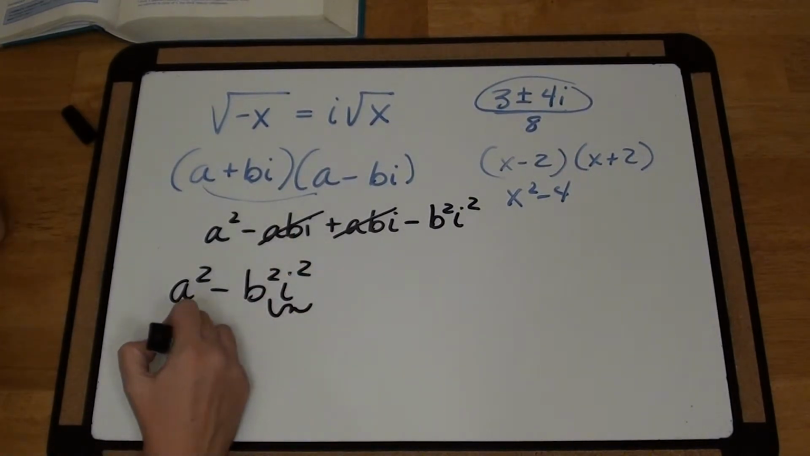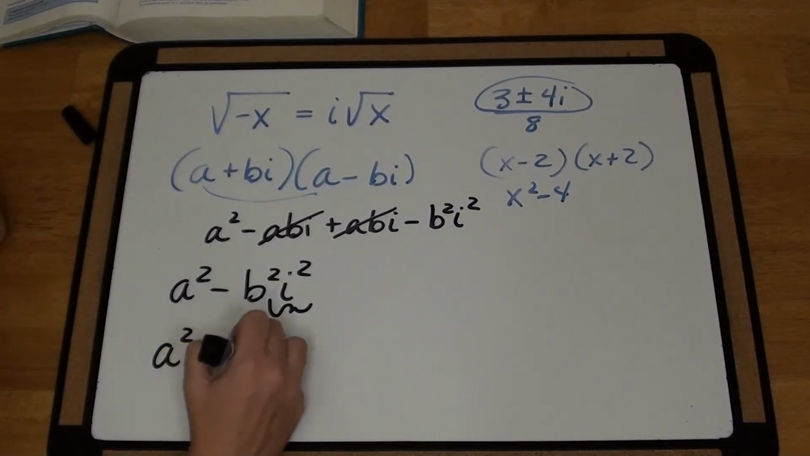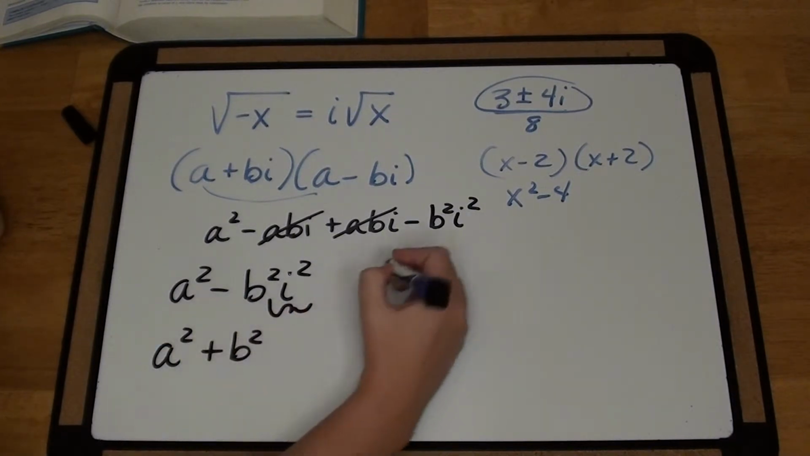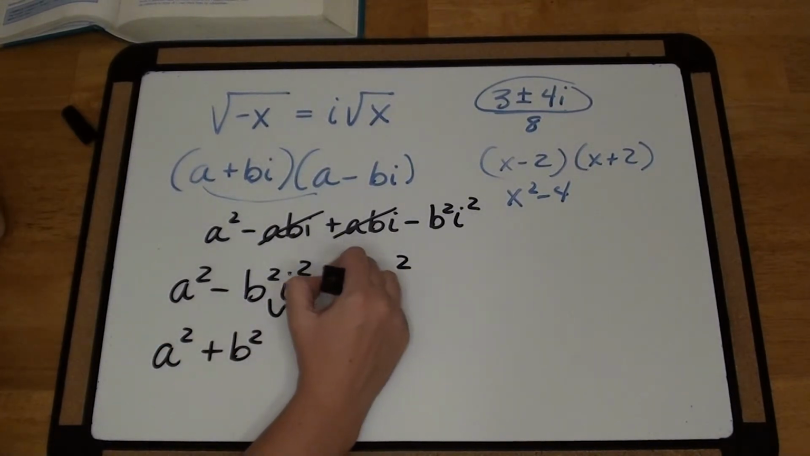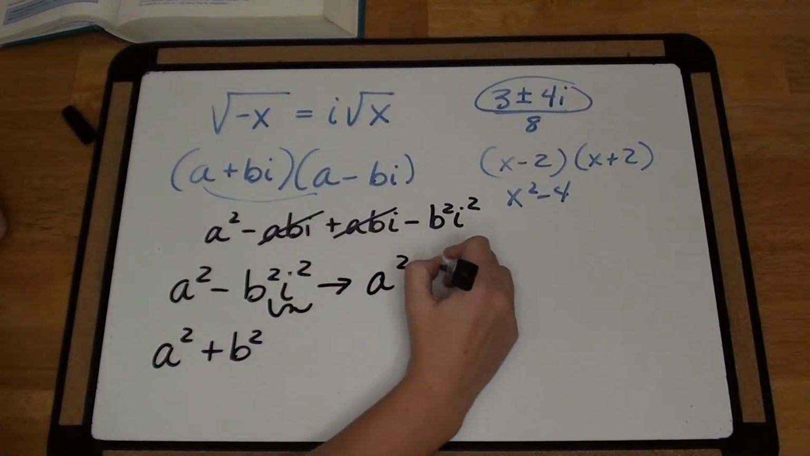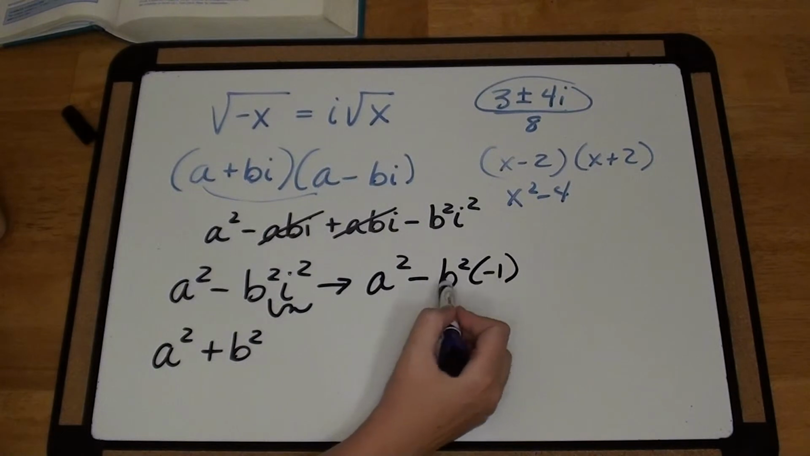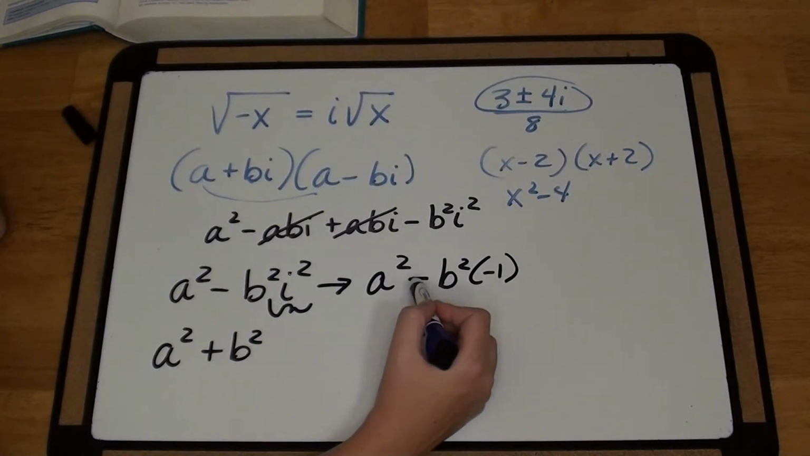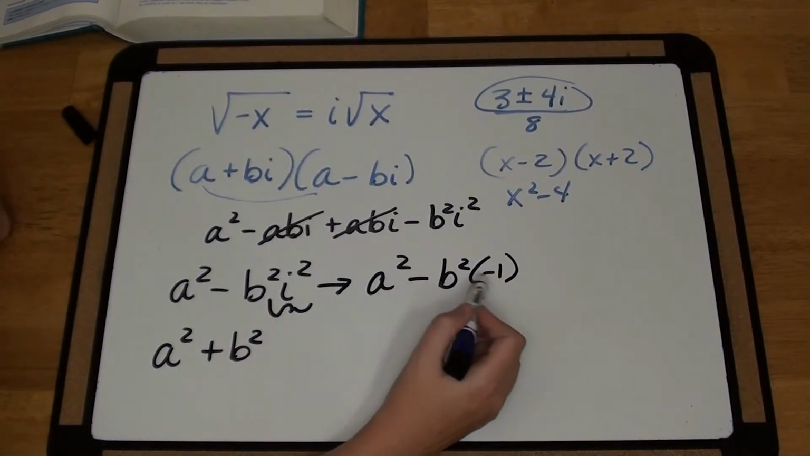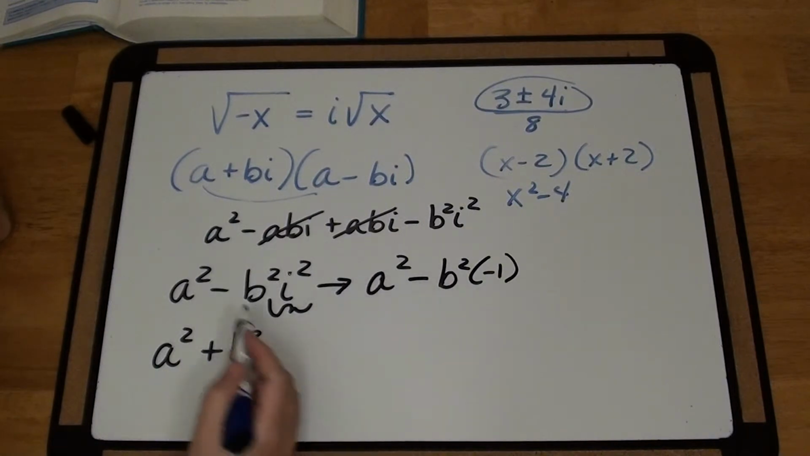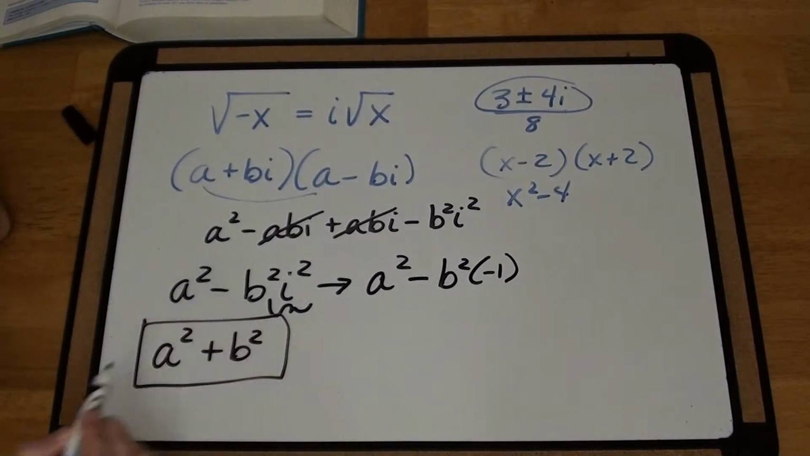So what do we have here really? We have a squared plus b squared. How I got that was I said a squared, this became a squared minus b squared times negative 1. Well, a squared minus a negative b squared would be a squared plus b squared, and this is our answer. This is what we get.